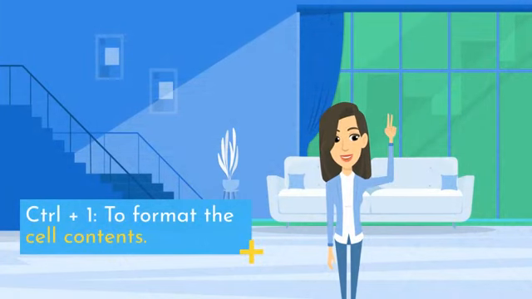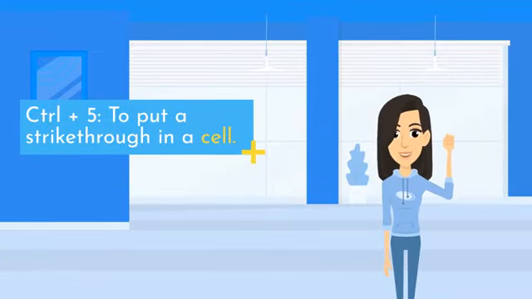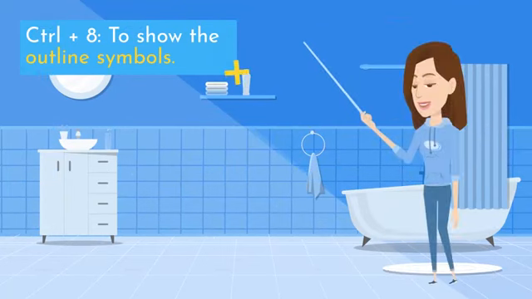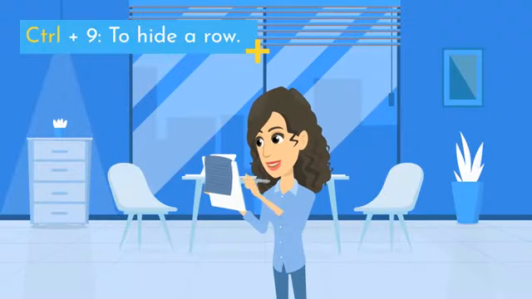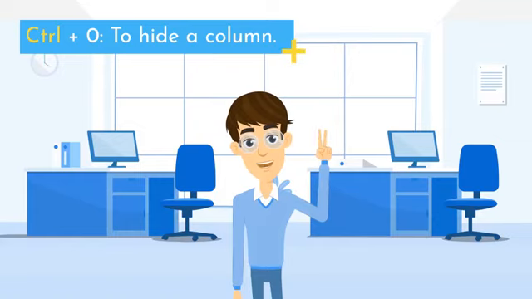Ctrl+1 to format the cell contents. Ctrl+5 to put a strike through in a cell. Ctrl+8 to show the outline symbols. Ctrl+9 to hide a row. Ctrl+0 to hide a column.